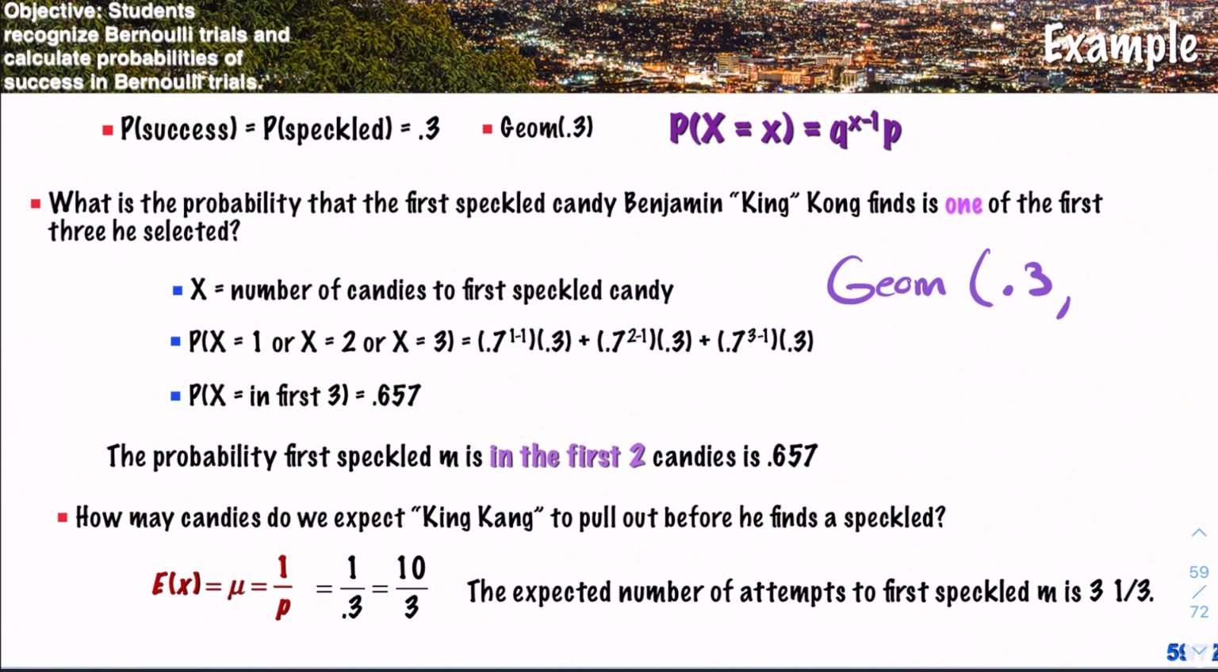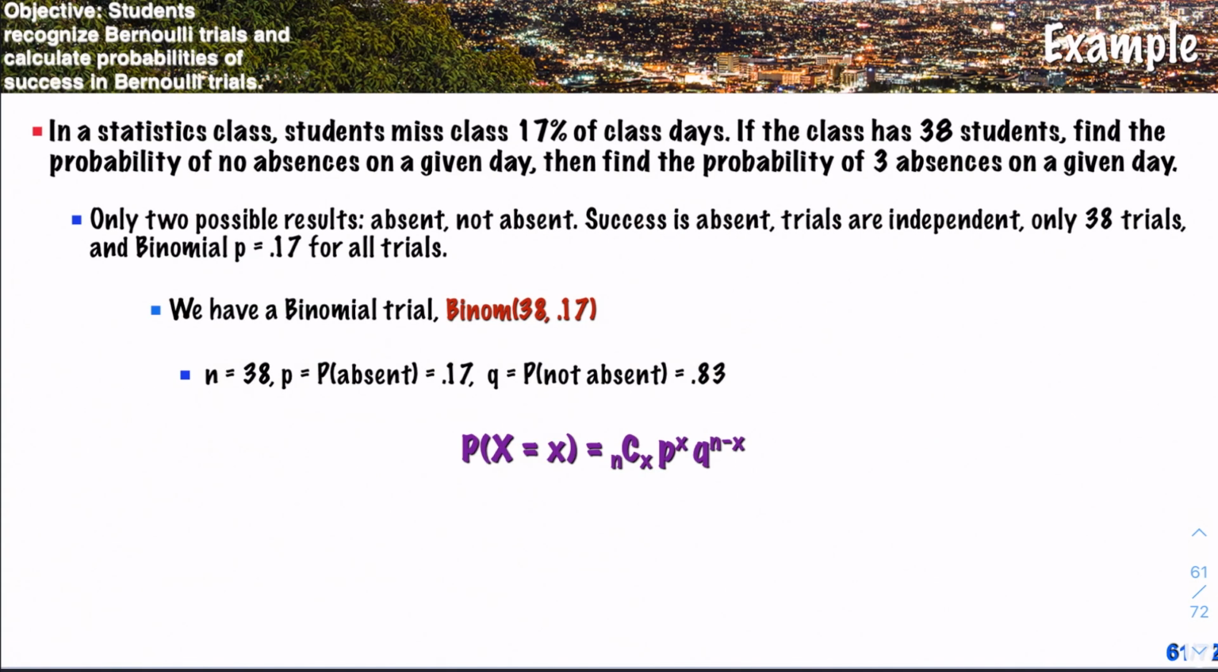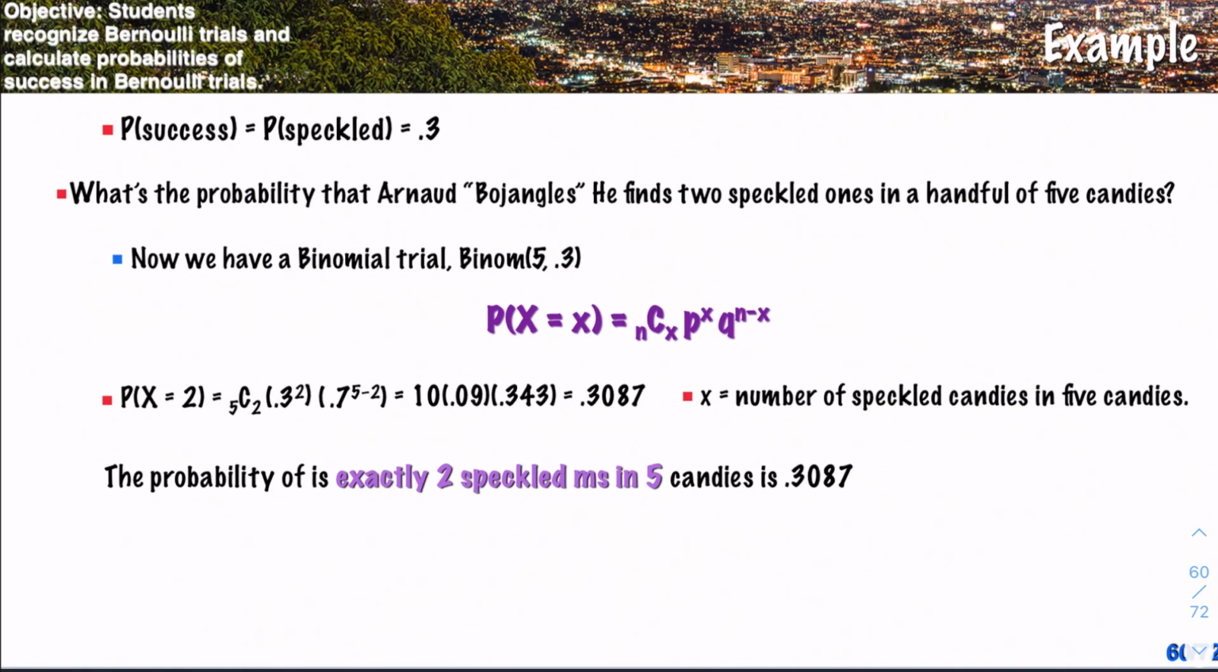So the probability that the first speckled M&M is in the first 3 candies is 0.657, which is geometric CDF. How many candies do we expect King Kong to pull out before he finds a speckled one? Well, the expected value is 1 over p. This is, again, geometric. So 1 over 0.3, which is 10/3, or 3 1/3, he would have to pull before he gets his first speckled one.